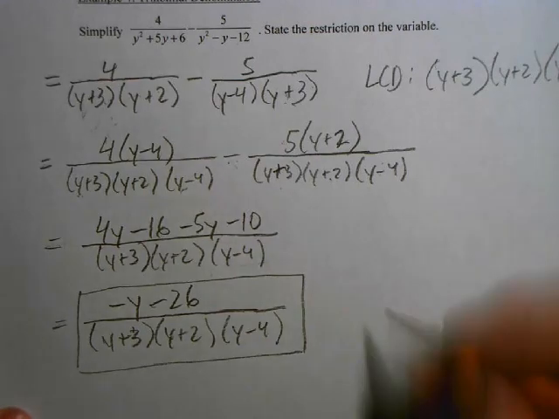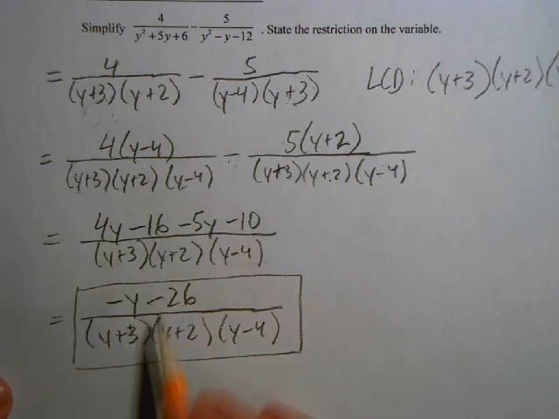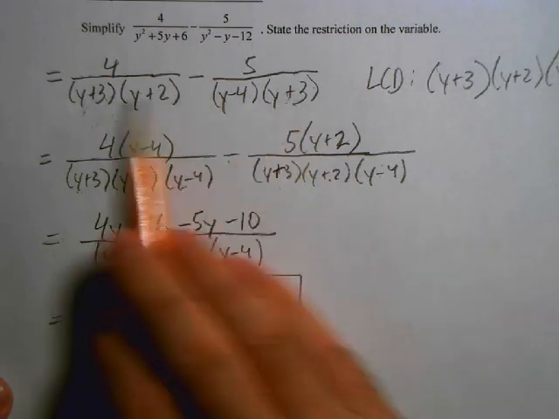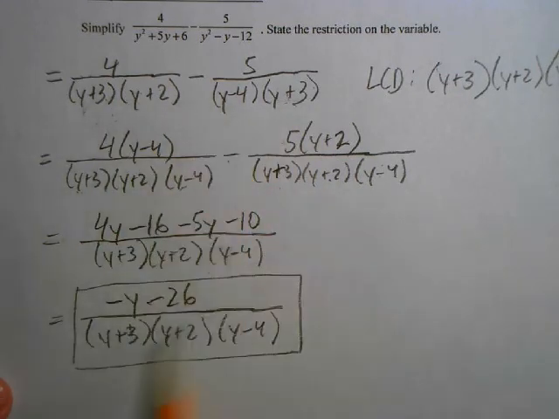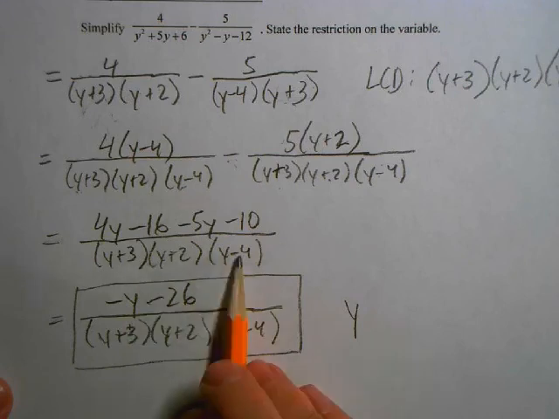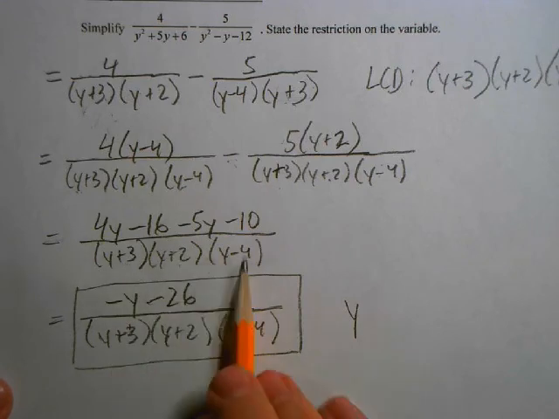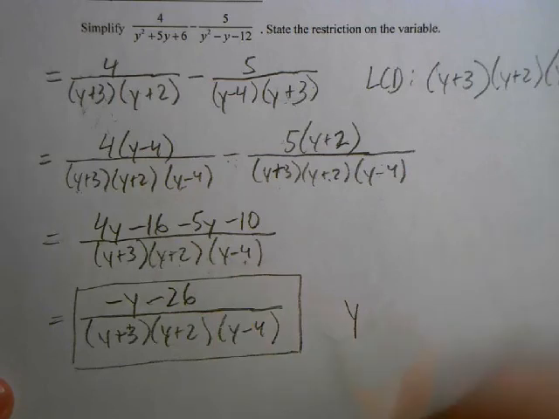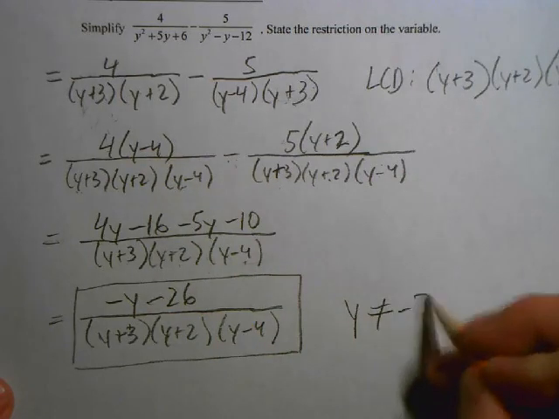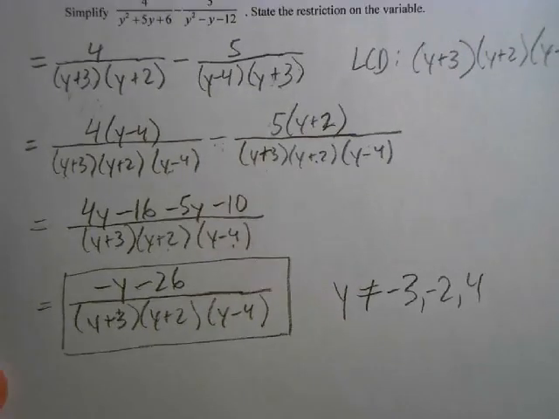And now we also have to look at restrictions on the variable y. So you can see all along we've had these 3 different binomials, which are all along here. So we can see from these 3 binomials that y can't be negative 3, can't be negative 2, and can't be positive 4. So negative 3, negative 2, and 4 are the restrictions.